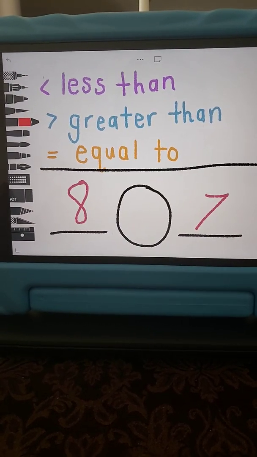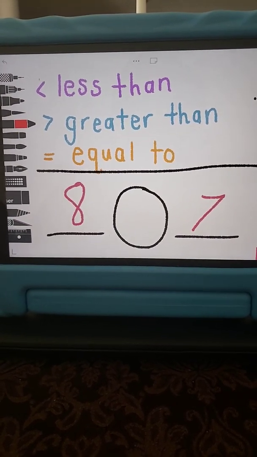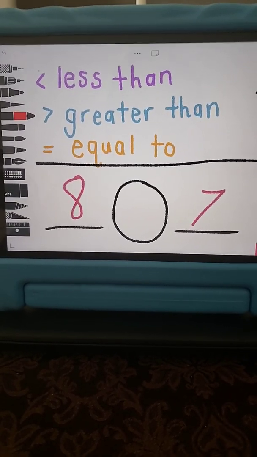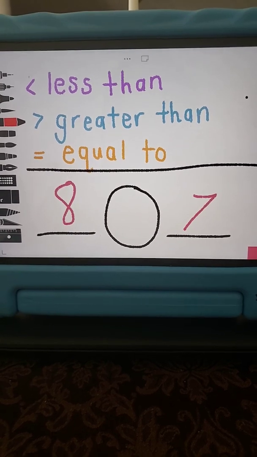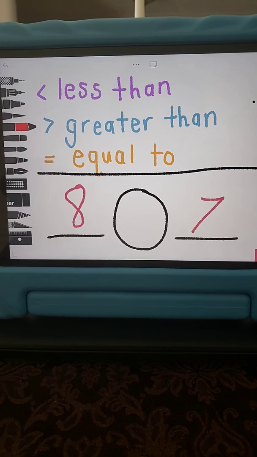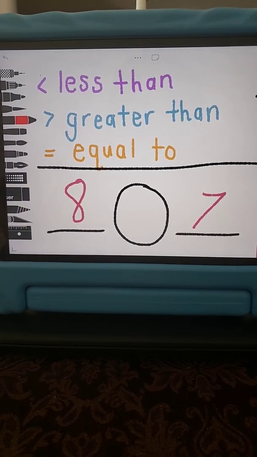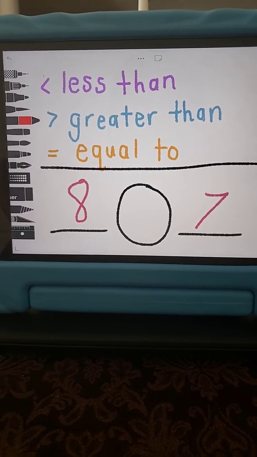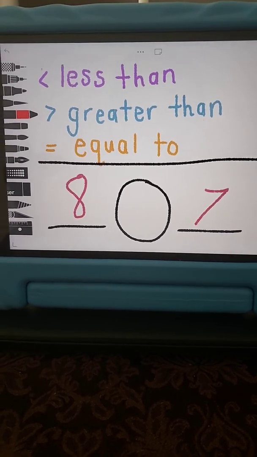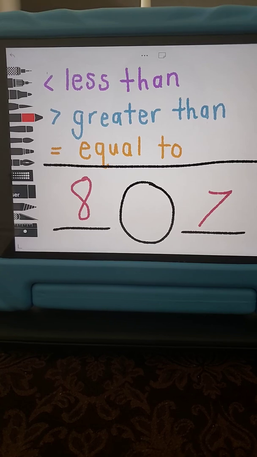So let's pretend that we are alligators, and we've talked about before that when alligators eat, they like to eat what? Yep, they like to eat the biggest number. They don't even care about those little itty bitty numbers. They want the bigger number. So that's what we're going to talk about today. We are going to compare numbers.